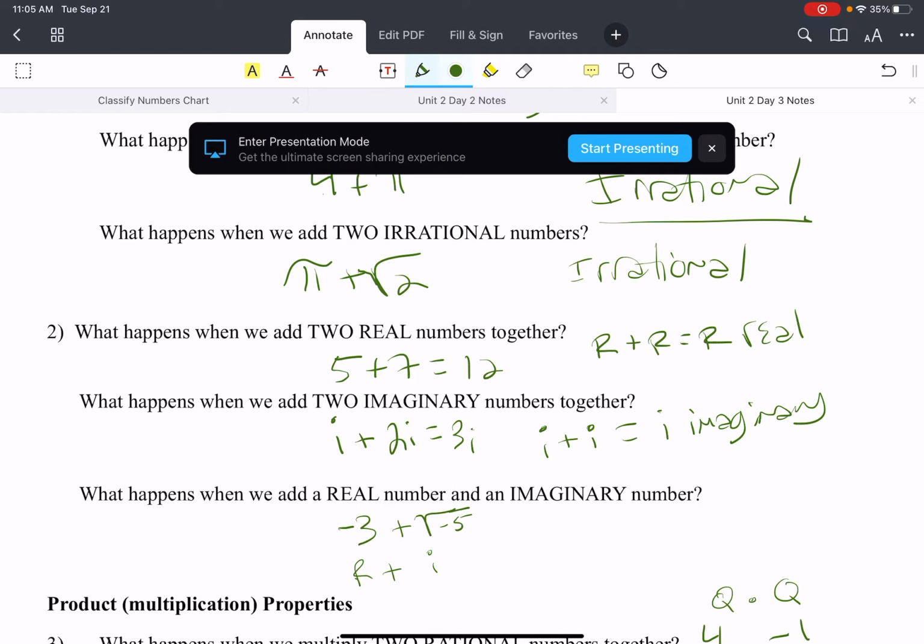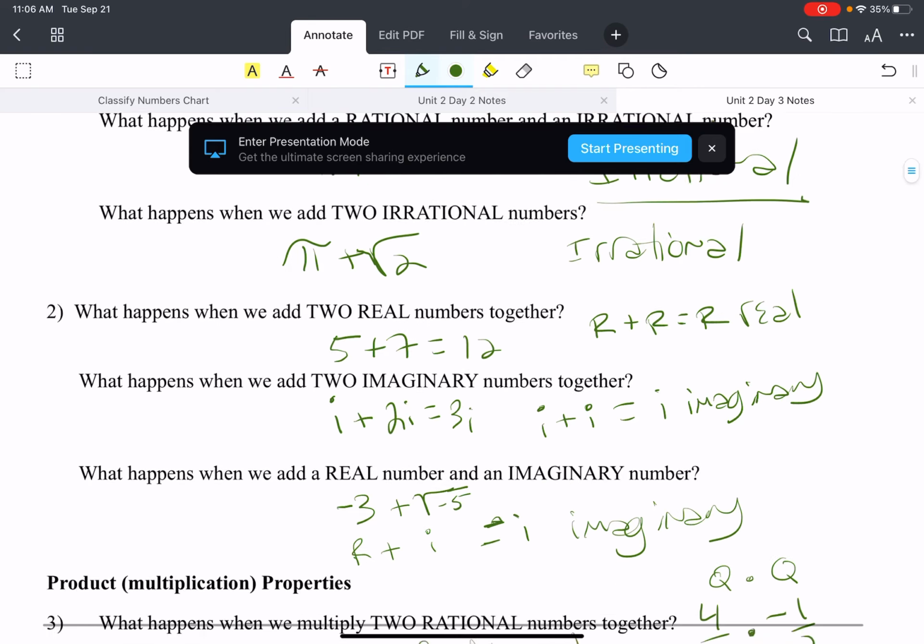Wait for it. Oh, no. So what is it? Says error, so that means I know it's still imaginary, right? So a real number plus an imaginary number is imaginary. Good? Okay, I know it's boring, but it's easy. Let's get through it. We're doing great.